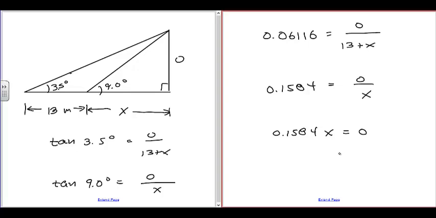And then we can substitute into the first equation, so you'd have 0.0616 equals... we could solve for O and then X, or X and then O. I guess the way I've started here, I'm going to solve for X and then O, which is the height. Okay, so for O, I'm going to put in 0.1584x divided by 13 plus x.